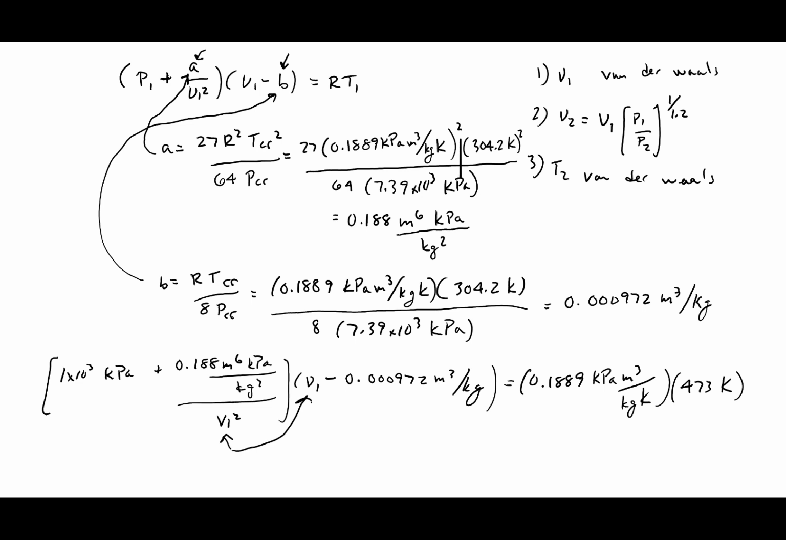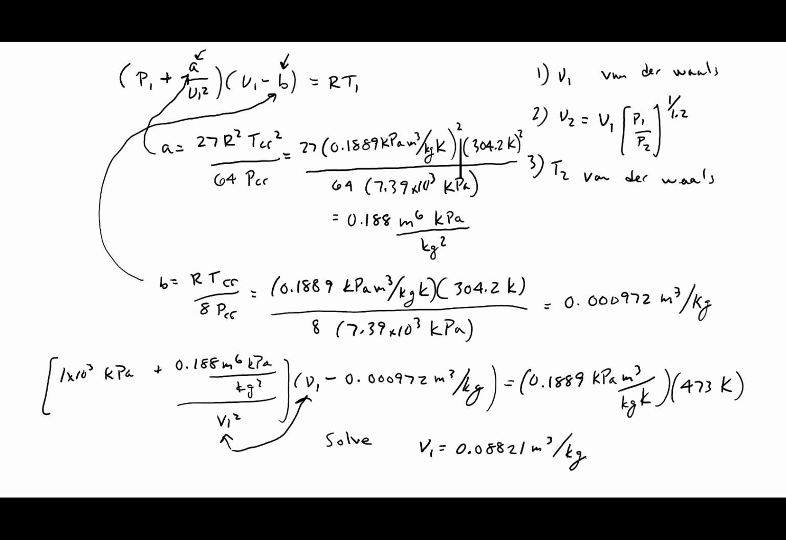So probably the easiest way to do this is to use solve on your calculator if you have a TI. If you don't, you're going to have to solve this some other way, either using trial and error, or you could write a program to solve it. So once you solve for V1, V1 is equal to 0.08821 meter cubed per kilogram.